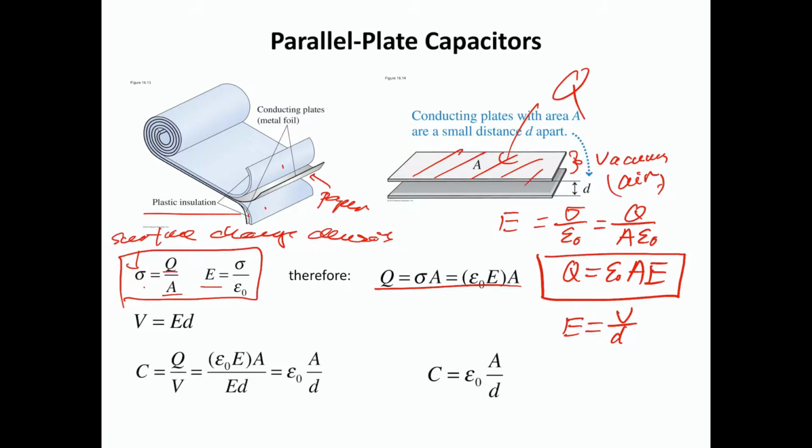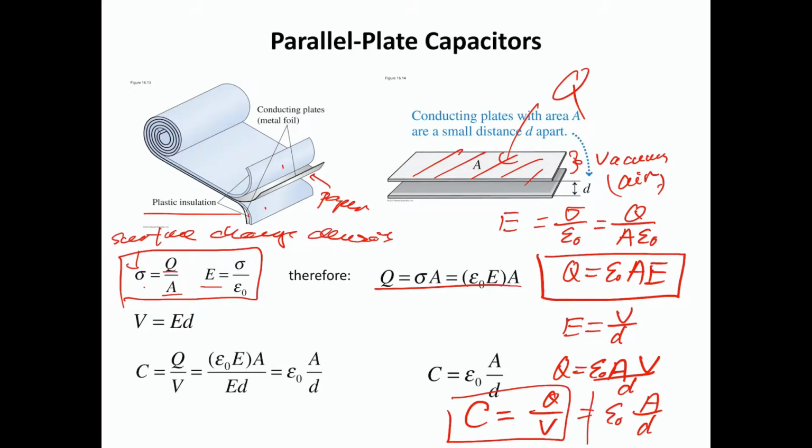So we can say Q is epsilon A V over D. All right, so Q over V is epsilon A over D. And remember, Q over V is your capacitance. So we have two expressions, this one and this one.